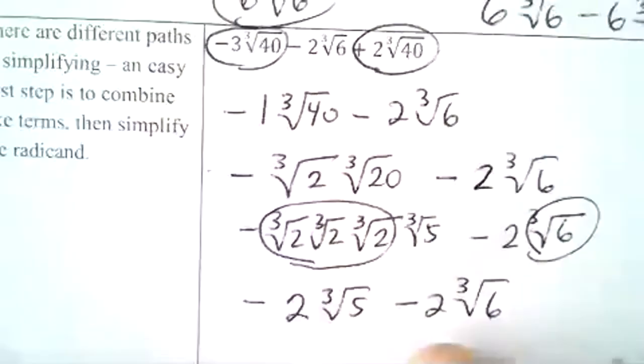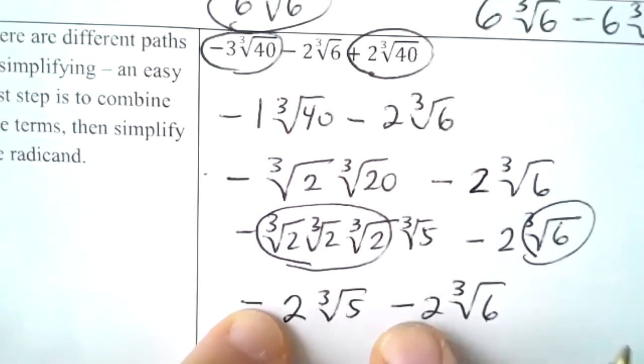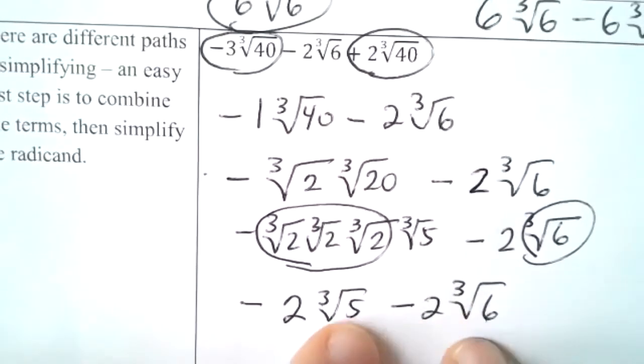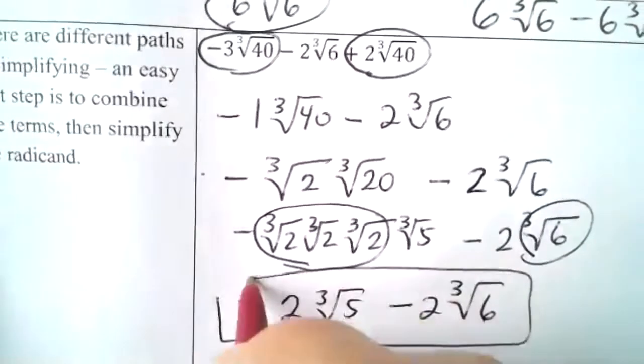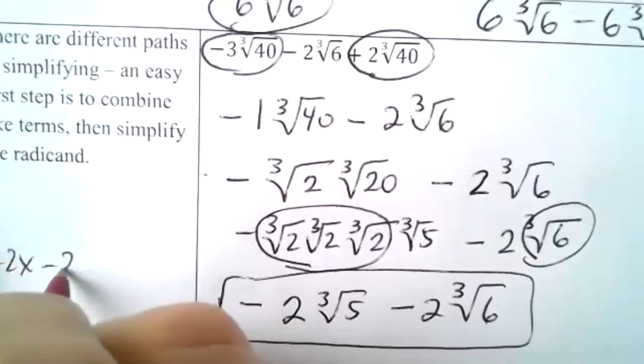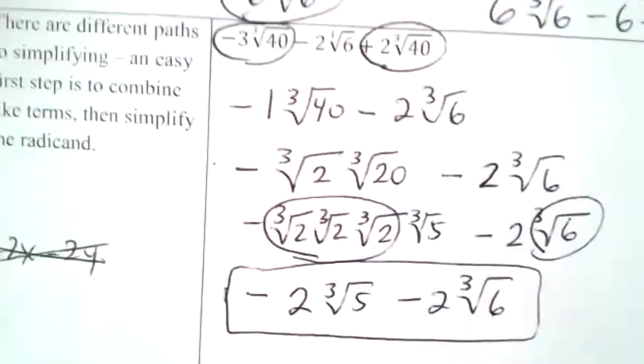Now, you might think that, oh, well, I've got -2 and -2. I can just make this -4. That's not true, because these two terms are not like, okay? It would be no different than saying negative 2x minus 2y. You can't put those together, okay? So you just leave them like it is.